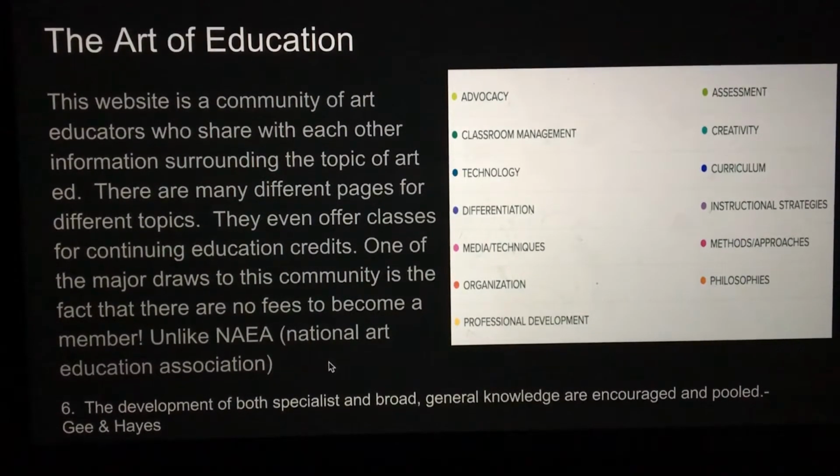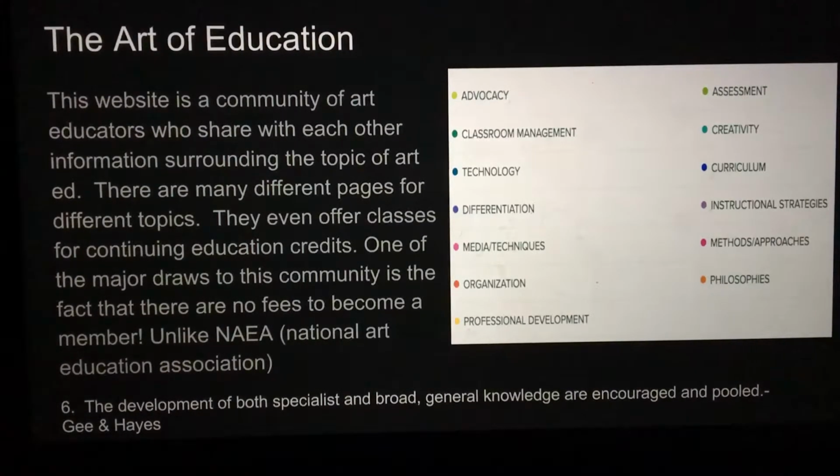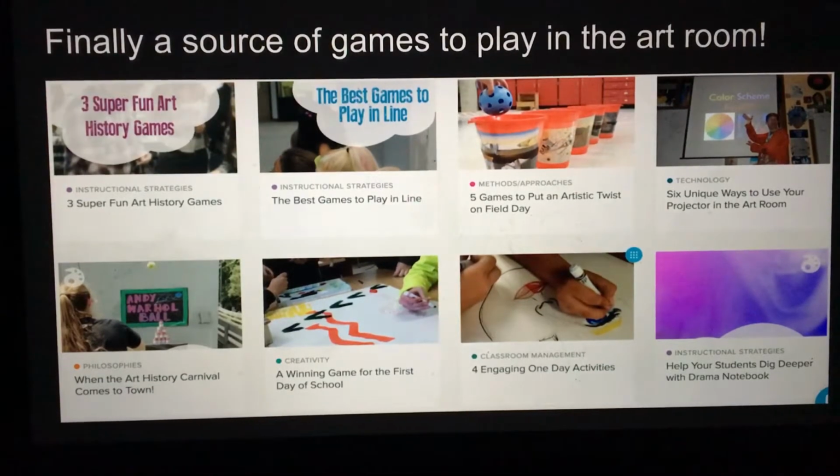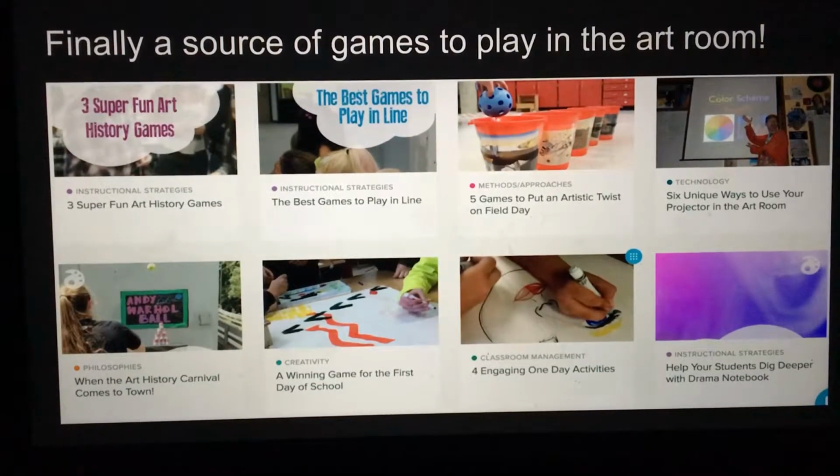One thing that I would like to highlight is that there was no fee for me, so that was great, because the NAEA wanted to charge you an annual fee, and I didn't really feel like paying for that. So I joined, and when I did join, I found all of these resources for games.